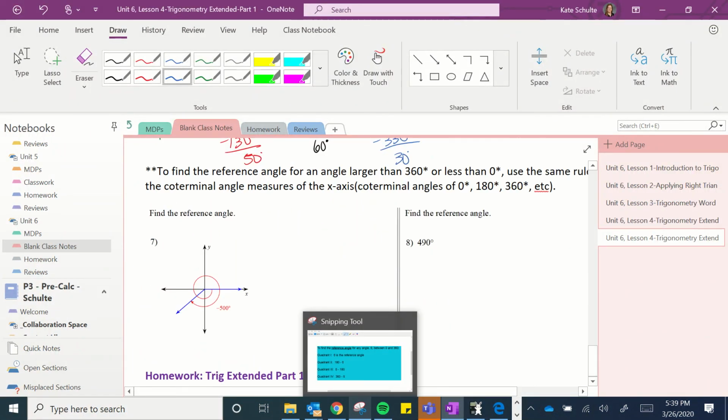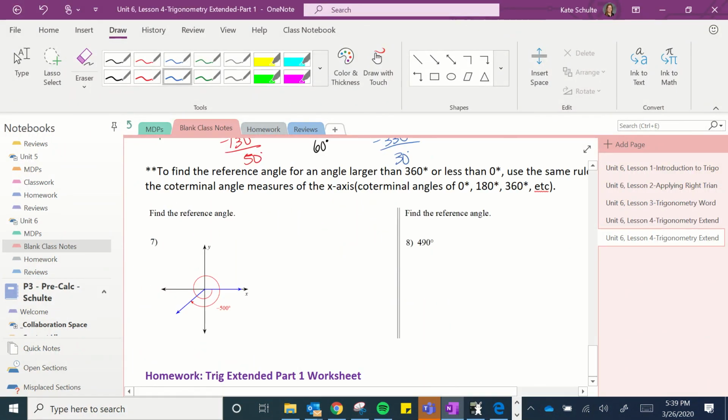Okay, so if we're looking here at this picture number 7, we have our angle already graphed for us. This gets us to negative 500, so we see we're in the negatives. So again, right, this starts 0, negative 90, negative 180, negative 270, negative 360, negative 450, negative 540, right? And I could keep going, but I don't need to go any further because this is what we need right here.